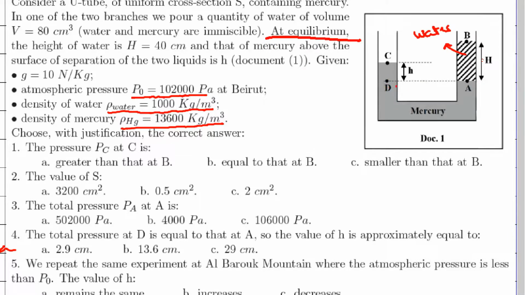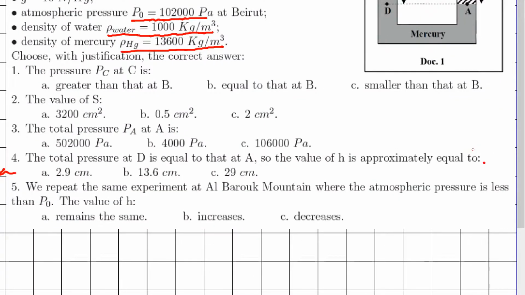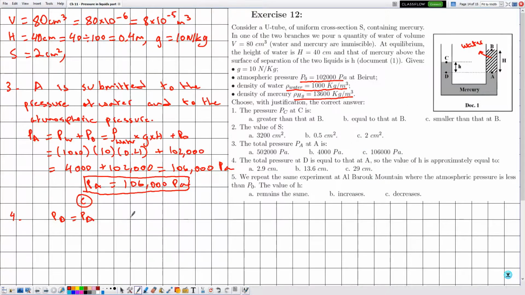So the point D is in mercury, while the point A, above the point A we have water, below the point A we have mercury. So whenever we are interested in determining in which liquid a point is, we always look downwards. So notice that the point A is in mercury. So I'm just justifying why the pressure at the point D is equal to that at A. For sure we are talking about the total pressure. However, they are asking about the value of H is approximately equal to. So we need to calculate the value of H, starting from this relation.